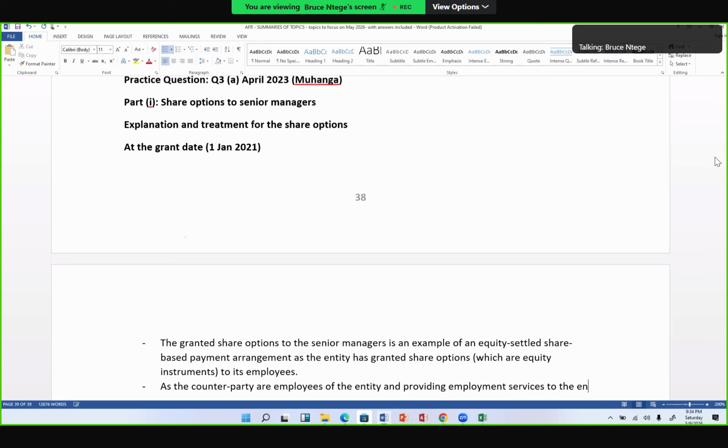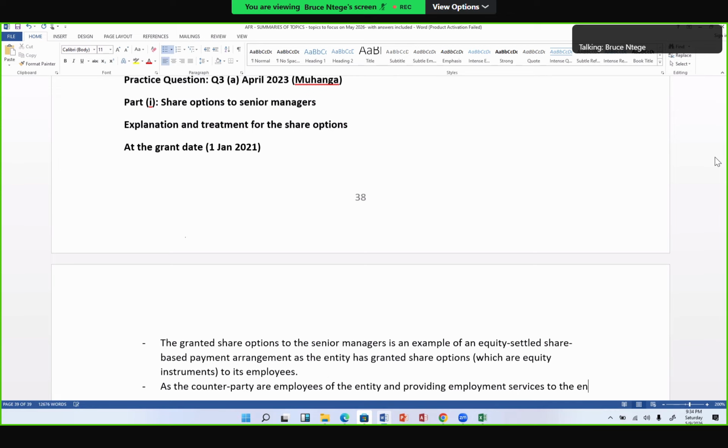Indirect measurement method, and hence applied throughout the vesting period. So there's a tick for that.